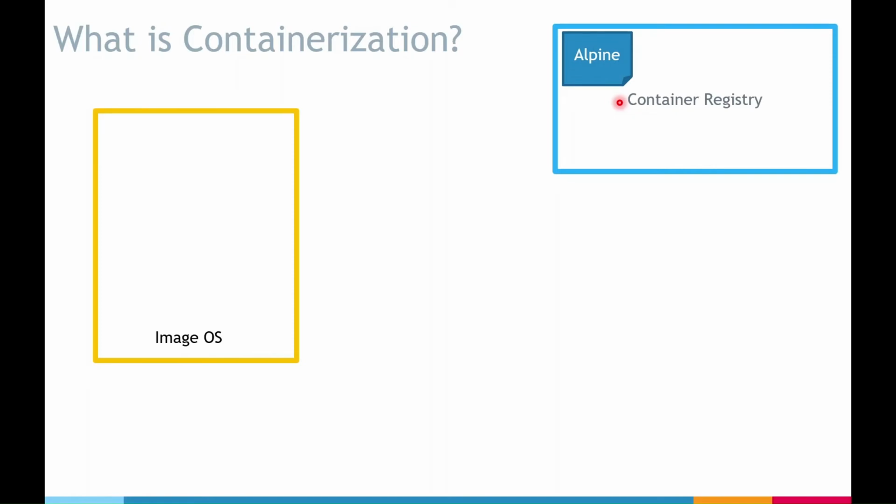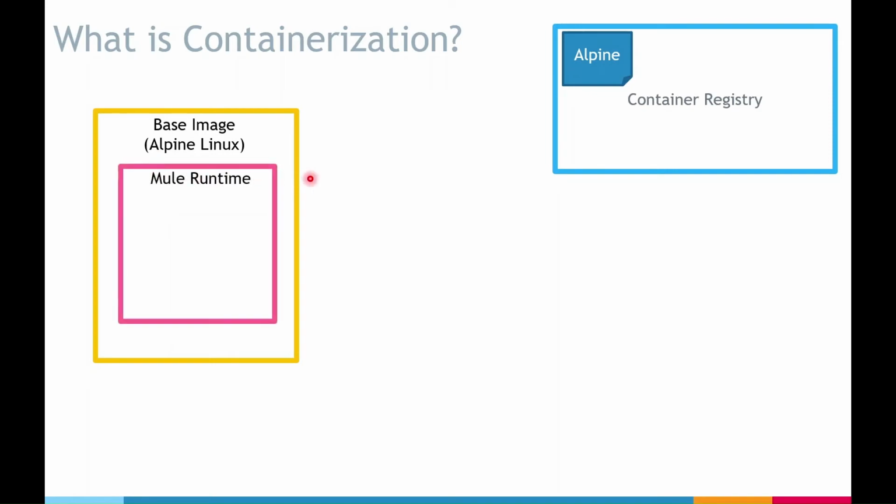Now, using this base image, we can create a new image which will have our app and its associated libraries on top of it. In our case, we first install Mule runtime and then deploy a Mule app to it. All of this can be specified with a set of commands in a Docker file, and an image can be created using a Docker client. So it's the base image, on top of that the Mule runtime, and finally the Mule app, and you export this as an image using a Docker client and publish it to a container registry.